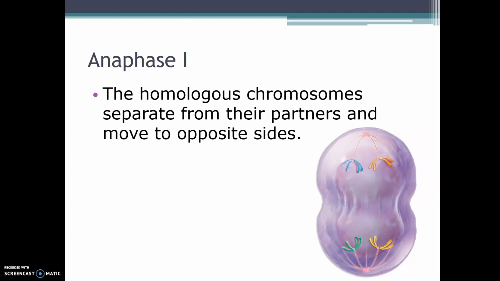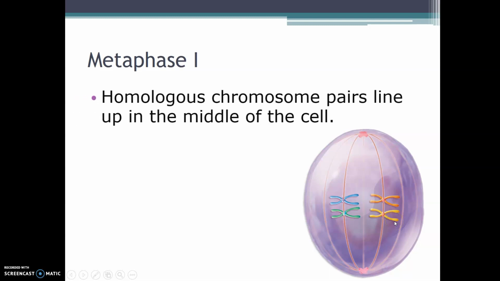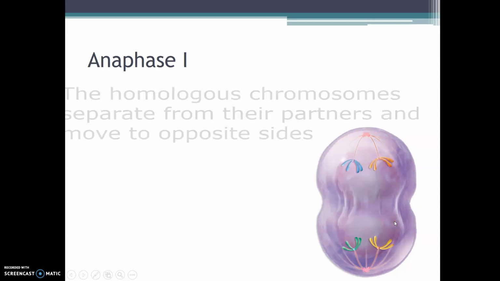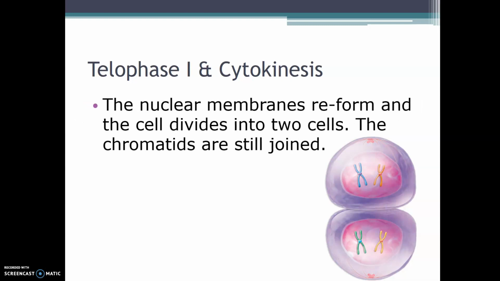And in anaphase, the homologous chromosomes will separate from their partners. So if you look back here, you've got the blue and the green being partners, and the yellow and the orange being partners. So in anaphase, they are separated from those partners and pulled away to the spindles at each pole. And then you have telophase 1 and cytokinesis, the new nuclear membrane is forming, divides into two new cells, and the chromatids are still joined.